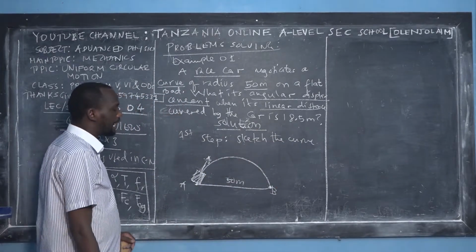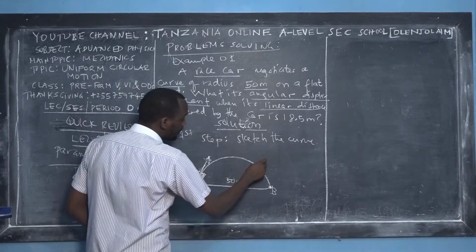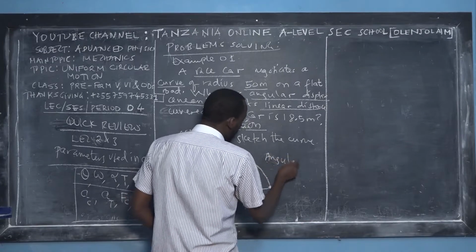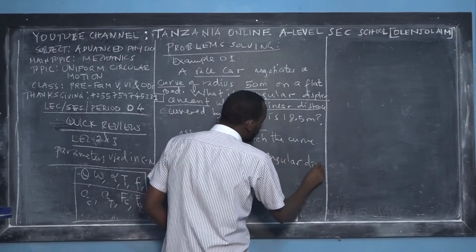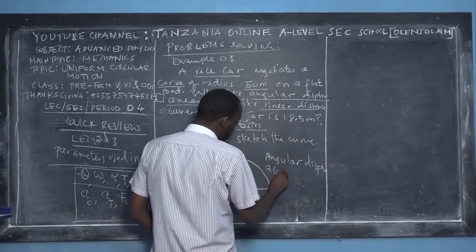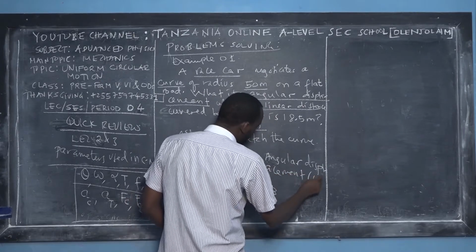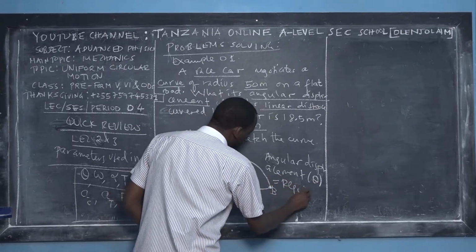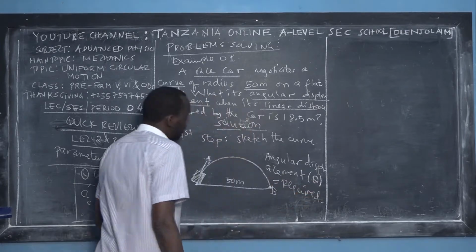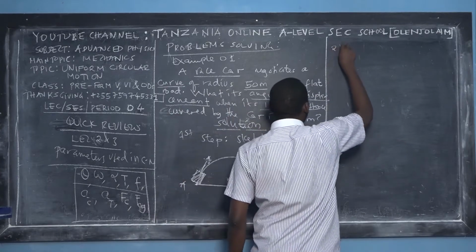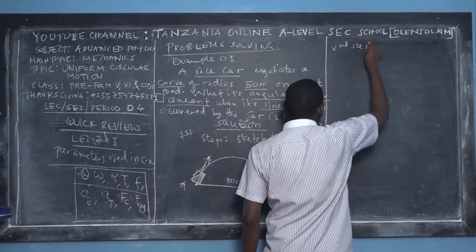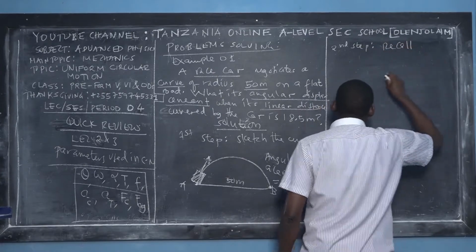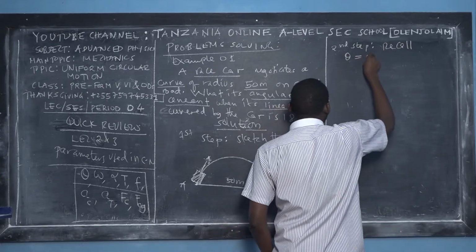So the question now asks you, what is angular displacement? So the question is asking about what? Angular displacement. This question asks us about the first terminology. Angular displacement, which is theta, is what is required. Okay, so the second step, we say recall the expression that you have. Angular displacement is equal to R.